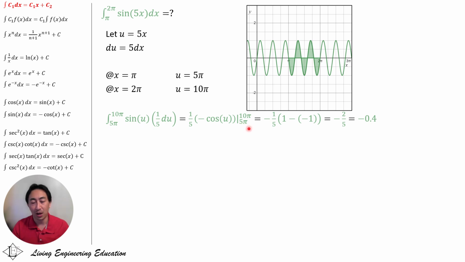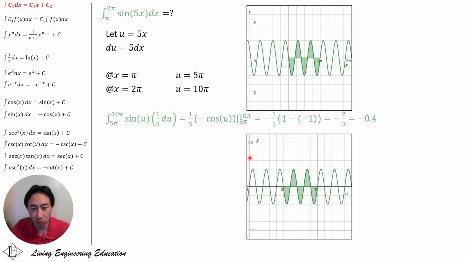And what's cosine of pi? Cosine of pi is the x value along the negative x-axis. So that's the 180 degrees, right? So that's negative 1, right? The negative x-axis. So 1 as the upper limit minus the lower limit of negative 1. So 1 plus 1 is 2. Negative 2/5, we have negative 0.4 as my final solution.